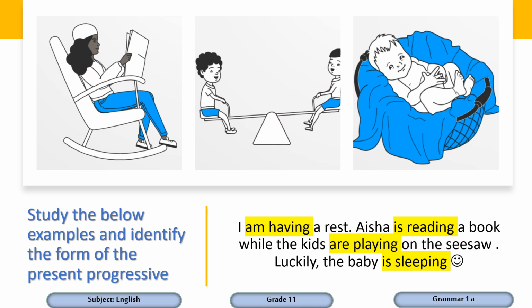So now we are going to study the below examples and identify the form of the present progressive. Look at the pictures, read the statement. I'm having a rest. Aisha is reading a book while the kids are playing on the seesaw. Luckily, the baby is sleeping.